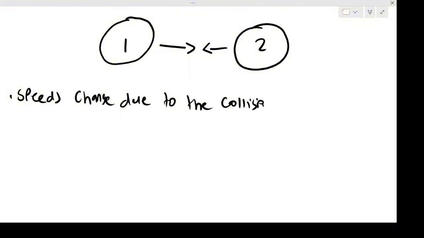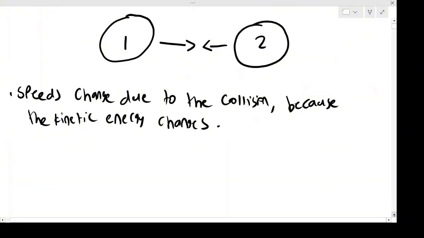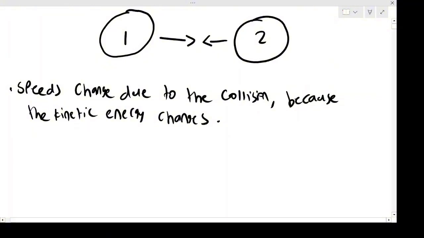But more specifically, the speeds change because the energy changes between the two particles, between the two objects. And more specifically, that's due to the change in kinetic energy. So the speeds change because the kinetic energy changes. And remember, kinetic energy is the energy responsible for the speeds, so if the kinetic energy changes, then so does the speed. So the kinetic energy changes before and after the collision.